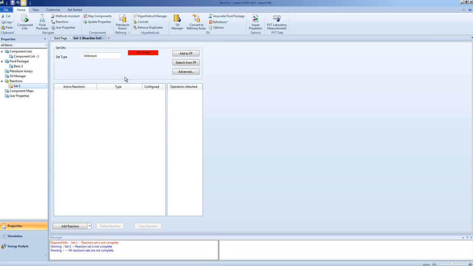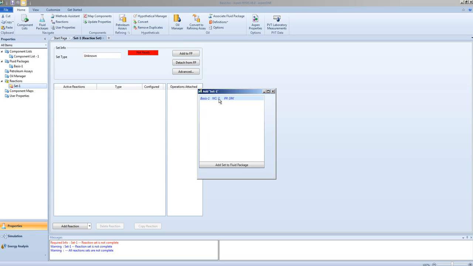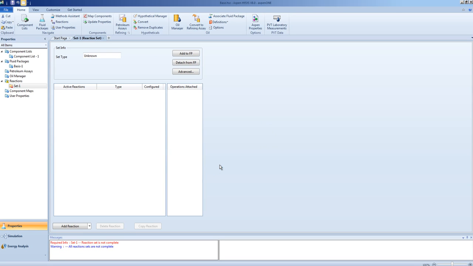A reaction set allows us to group our reactions together, and it attaches those reactions to a fluid package. Therefore, the fluid package will be utilized to predict information required for the energy balances and to calculate heat of reaction, such as heat of formation and other physical and chemical properties.